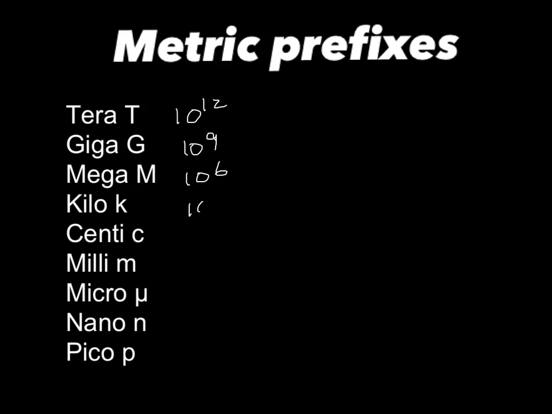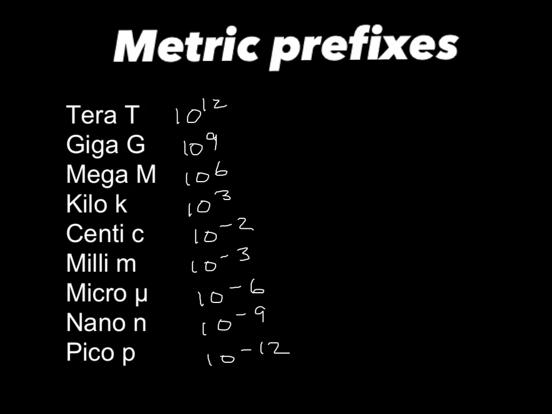Kilo, 10 to the 3rd. Centi doesn't match the pattern though. Sorry guys. Centi's 10 to the minus 2. Centi, cent, like 100. So there are 100 centimeters in a meter, or 1 centimeter is 10 to the minus 2 meters. Milli, 10 to the minus 3, and the rest of them follow the pattern. Micro, 10 to the minus 6. Nano, 10 to the minus 9. And pico, 10 to the minus 12. So we're going from 10 to the positive 12 down to 10 to the negative 12.